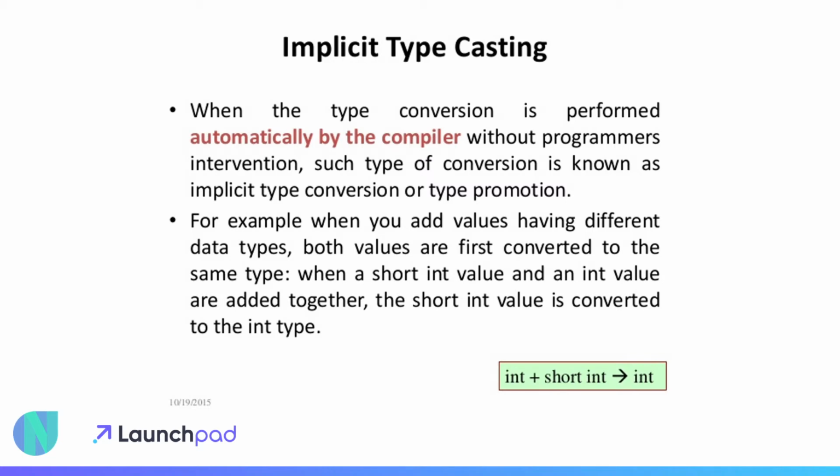When a short int value and an int value are added together, it has to be converted to int type. Such an example I gave: int plus short int gives you int. What if you have a float? If you write a float value plus a short float value, it will be converted to float.